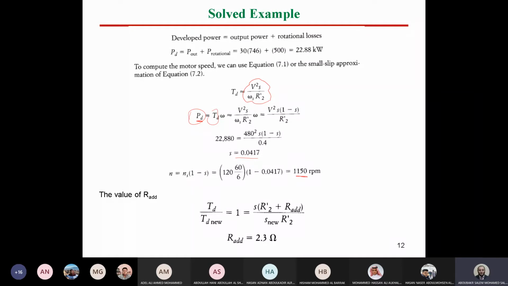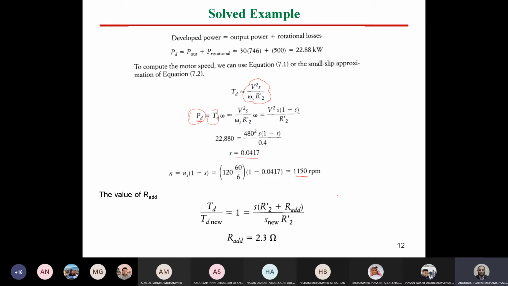So we can say, guys, T1 over T2 equals the relation in case of constant load, which is S multiplied by R2 prime plus R add. This is the resistance in the second case. This is the slip in the first case, over S new multiplied by R2 prime. This equals unity because we have constant load torque. So now you have S new, S old. S new you can obtain. How can we obtain S new, guys?